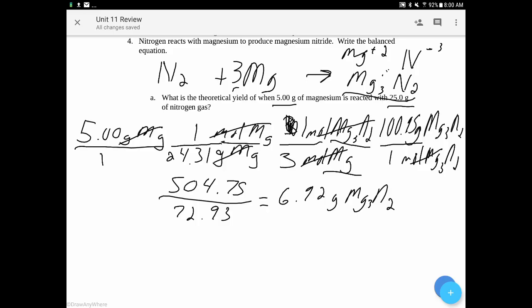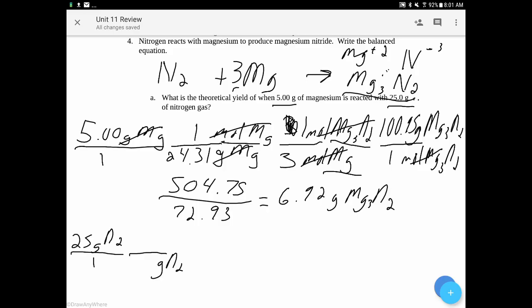Now we have to do another one, the 25 grams of nitrogen gas. So we start with 25 grams N2. I'm going to try to write a little bit smaller this time because I'm going to run out of room here. Now, again, we're converting to the same product. That's another thing if you have multiple products. It doesn't matter which one you pick, but you have to do the same one for both of your stoichiometry problems.